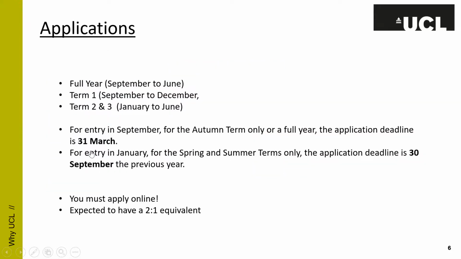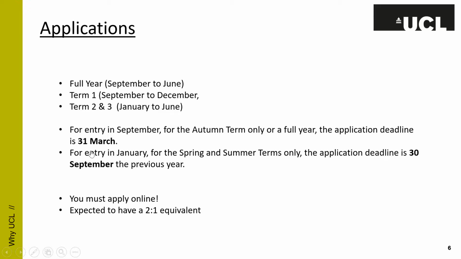So in terms of applying, we offer either a full year at UCL, which would run from September to June. You can come for term 1, which would be September to the Christmas break, so December, or you can come from January to June, which would be 2 terms. Now UCL has 3 terms, but in term 3 there is no teaching. So we're in term 3 at the moment. It's purely for exams and assessment. So if you come from January to June, you would take classes between January and March, and you would then sit the assessments in May and June. So the deadlines are 31st of March for entry in September, and the 30th of September if you are thinking of joining us for term 2 and beyond.